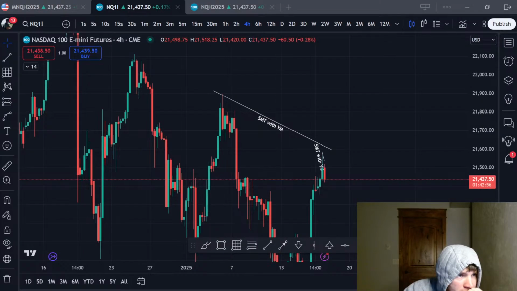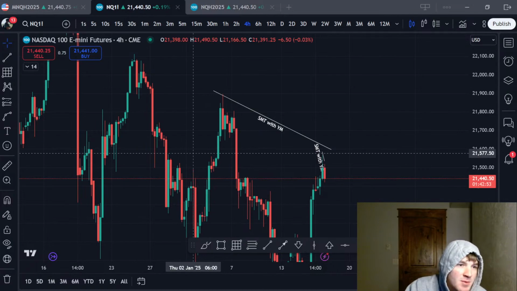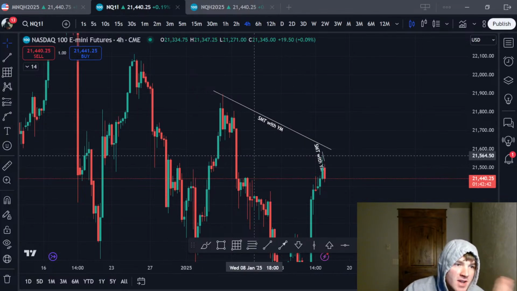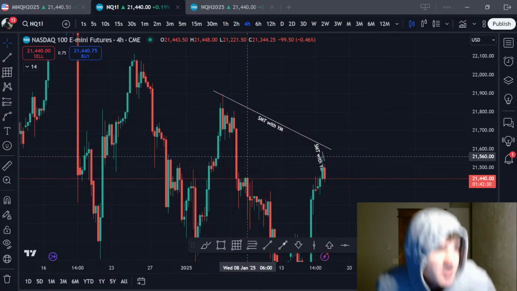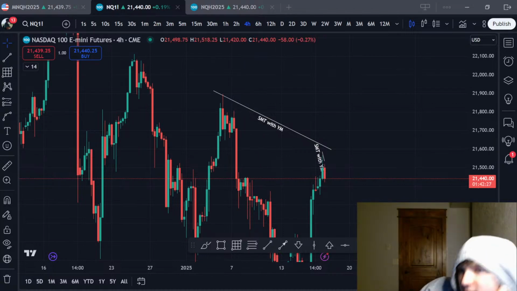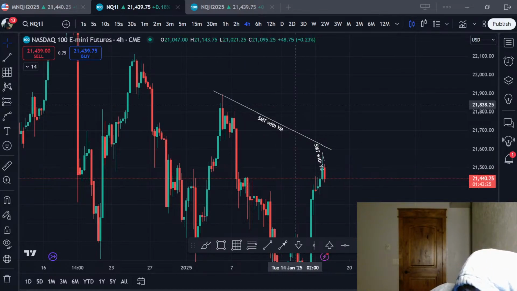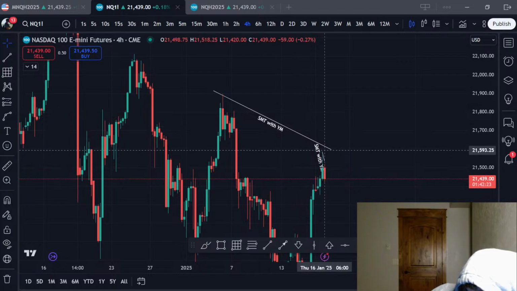Don't ask me why sequential SMTs work, but they do. I have looked at it so many times, and they're stupidly good. So just understand that they're stronger SMTs. If you could make your trade higher probability by like 2% because you had to have a sequential, why wouldn't you do that? I think that's a no-brainer. So, back to the lower time frame chart here.